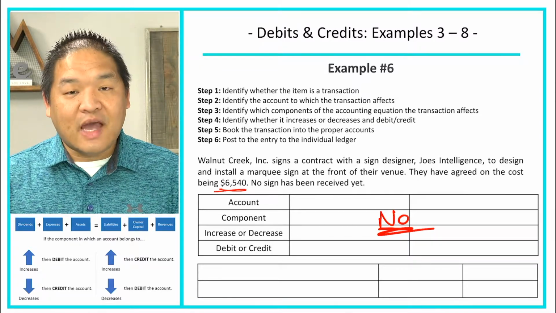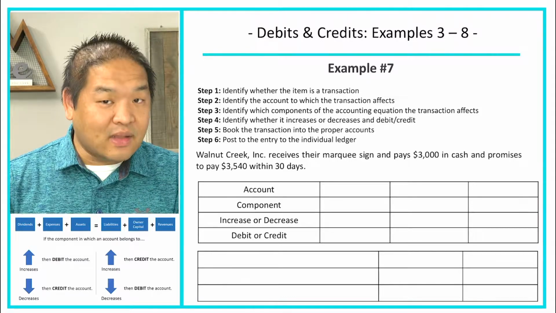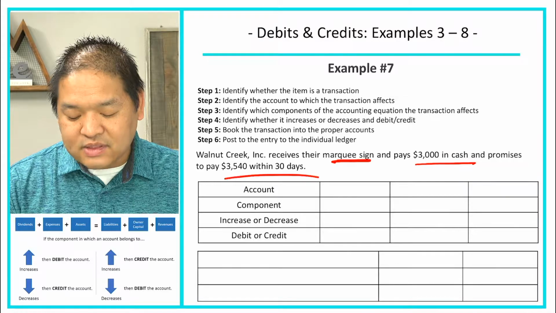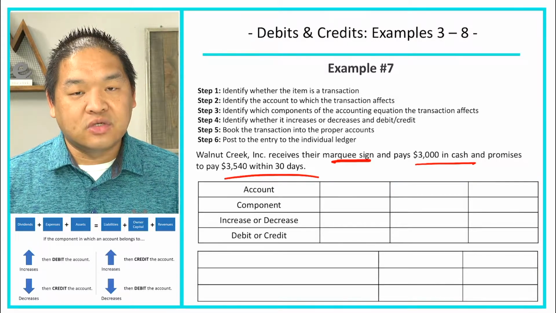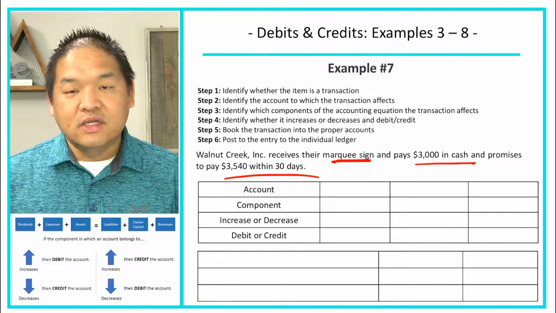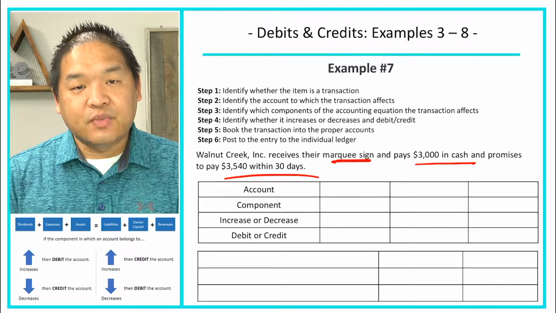All right, moving on to example 7 here. Walnut Creek receives their marquee sign, so now they receive their sign. And they pay $3,000 in cash and promise to pay the rest in 30 days. All right, so this is an example of a compound journal entry. The reason why it's a compound journal entry is that it has more than 2 entries. So in this case, we have 3. You might go, what are those 3? Well, let's break this down here.